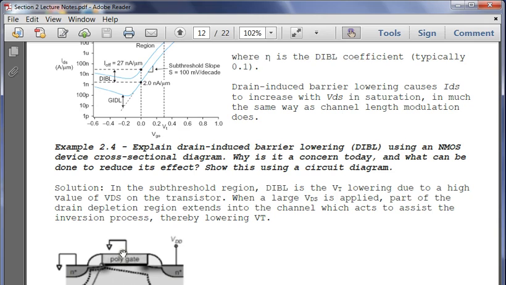So DIBL is the threshold voltage lowering due to a high value of VDS. So this value here, the voltage difference between the drain and the source, is much higher. When the large drain voltage is applied, part of that drain depletion region extends into the channel, which acts to assist in the inversion process. So what's happening is you have a very, very high drain source voltage, and it lowers the amount that you need to apply for threshold voltage in order to lower the barrier.